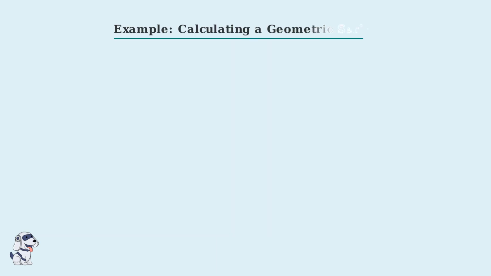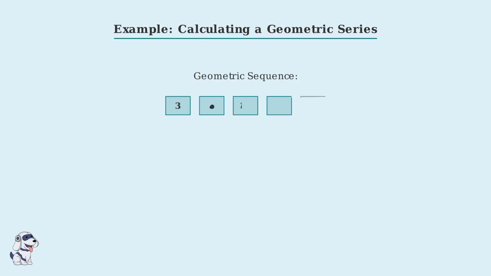Now let's work through a concrete example of calculating a geometric series. We'll take a specific geometric sequence and find the sum of its first few terms. Consider this geometric sequence, 3, 6, 12, 24, and so on. Our goal is to find the sum of the first 4 terms of this sequence.